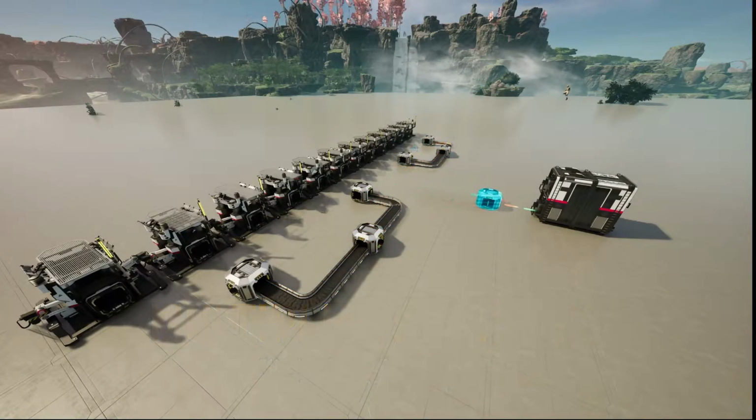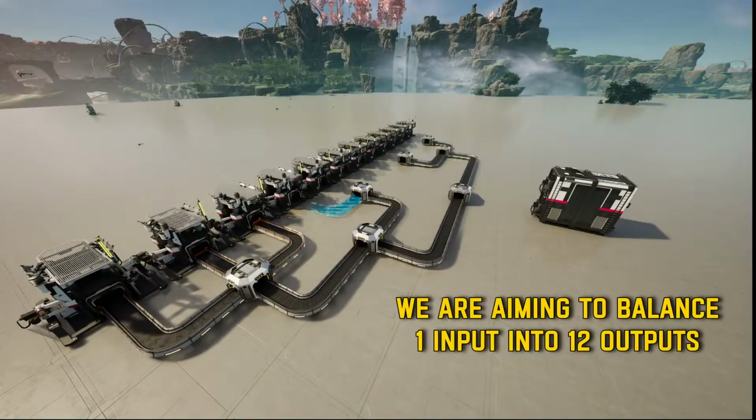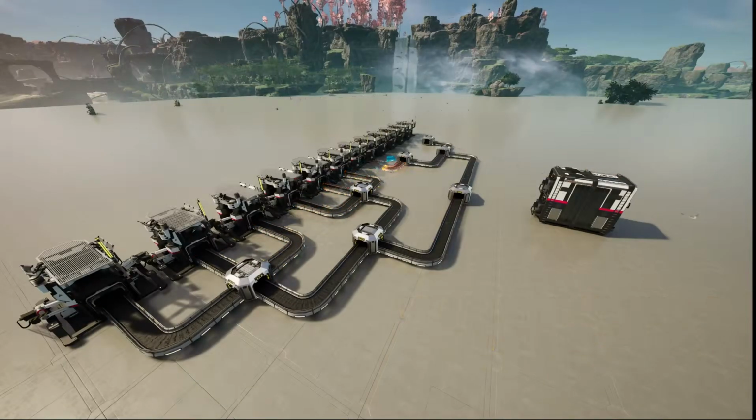So why 2 or 3? Well, it's because that's how many outputs a splitter has. In this example, we're looking to balance one input into 12 outputs, in this case 12 constructors. Well, 12 can be divided by 2 or 3.